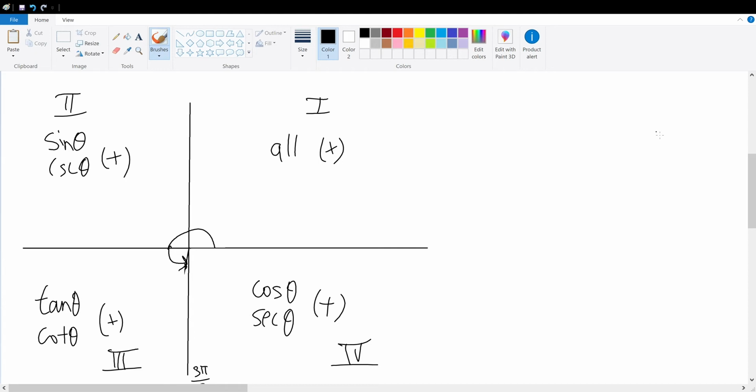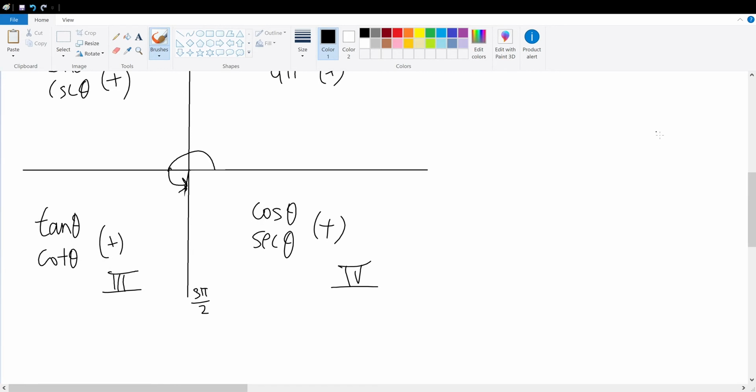Within the first quadrant, all 6 of the trigonometric functions are positive. Within the second quadrant, only the sine and cosecant functions are positive. Within the third, only the tangent and cotangent functions are positive. And in the fourth, only the cosine and secant functions are positive.